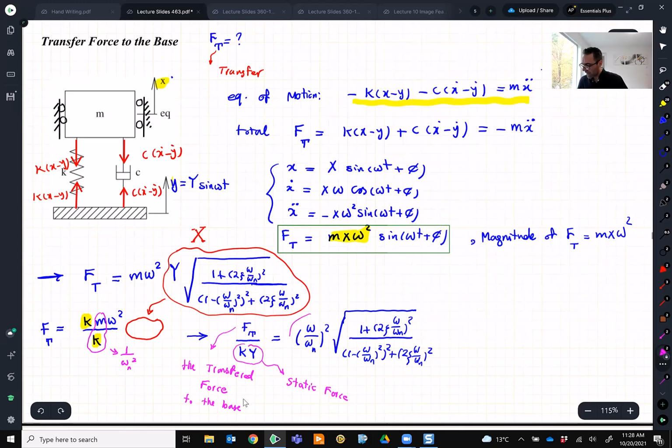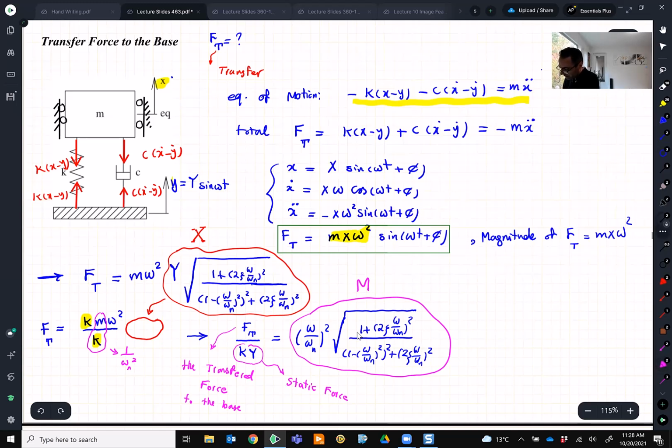And the whole thing now we call the magnification factor. See, now it has a different form. Your M now has a different form. Let's plot it and see how it looks.